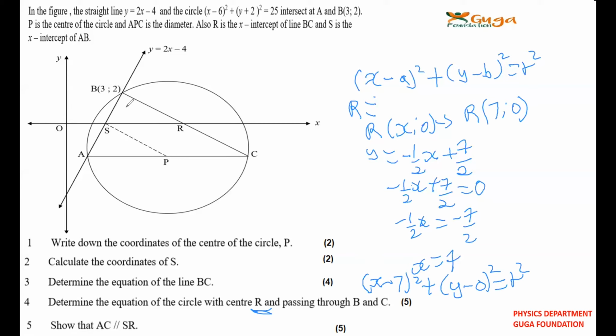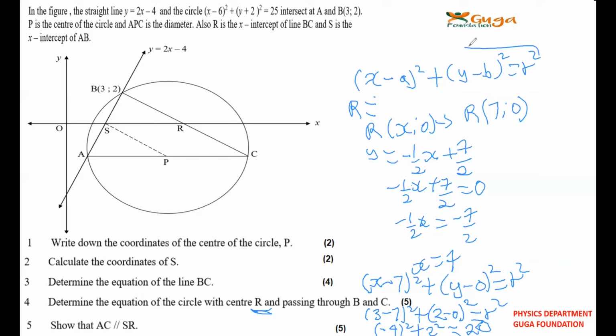Now what you have to do is take any point on the circle. We have got (3, 2), so you will end up having (3 - 7)² + (2 - 0)², which is (-4)² + 2², so that's 16 plus 4, which is equal to 20.